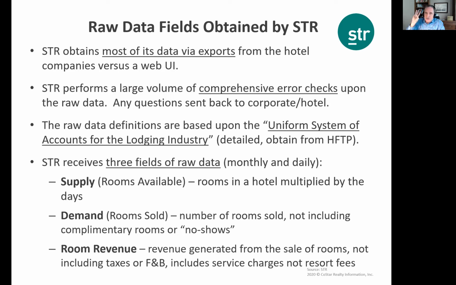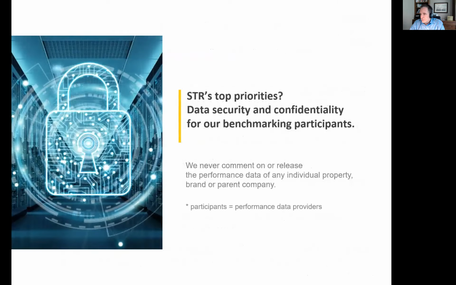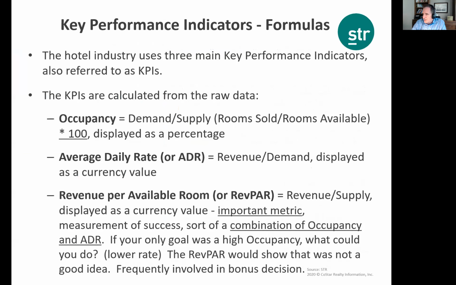Third raw data field is room revenue. That is the revenue generated from the sale of rooms. Now, it does not include taxes. It does not include F&B, food and beverage. It doesn't include spa, all those other types of revenue. It includes something called service charge, but it does not include the resort fee. That's a fine point that we mention as well. And those are the raw data fields. This is just a quick slide. Again, the accuracy of the data, the confidentiality, that's all critical stuff. Those are STR's top priorities, just to remind you, security and confidentiality.